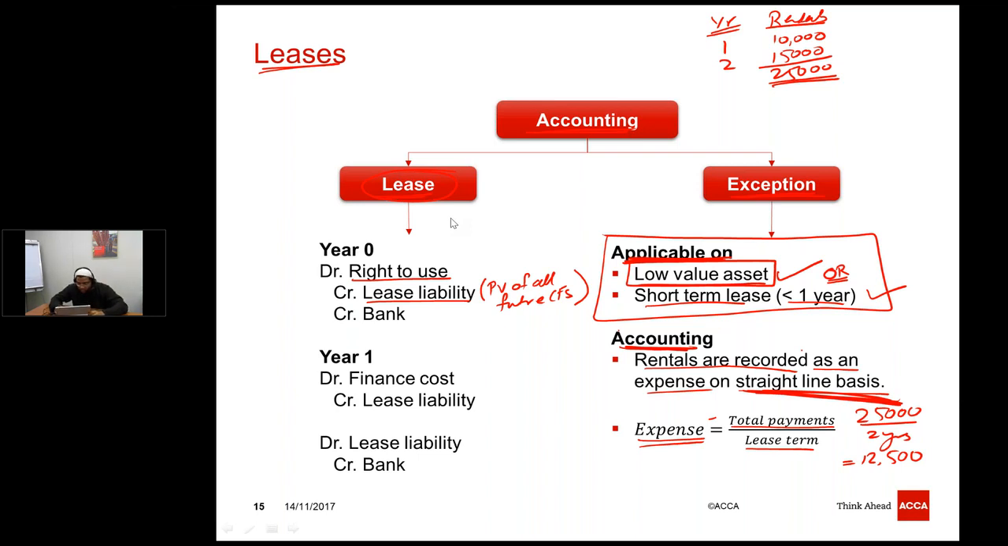Ali Khan is asking, what do we mean by low value asset? Is there any amount specified? No, Ali. There is no amount specified for low value. It can be any amount according to the company, because for you, low value may be something different, for me it may be different, for the company it may be different. So this will be decided by the company.